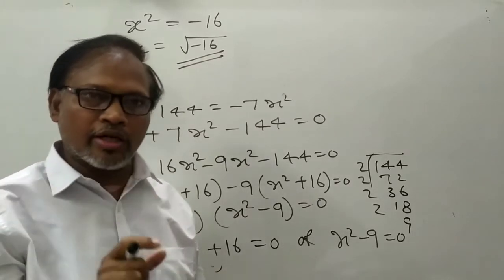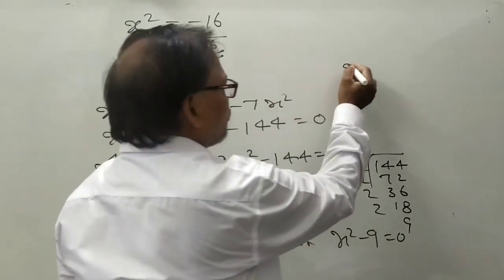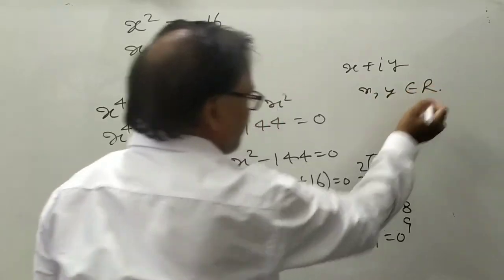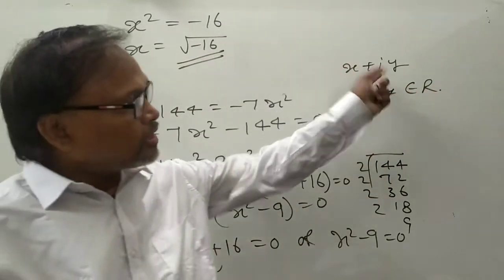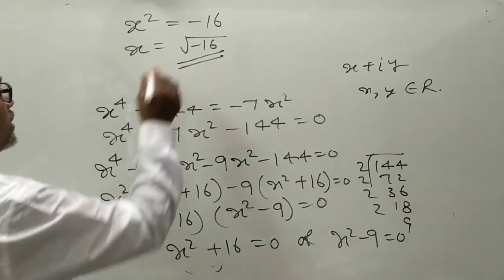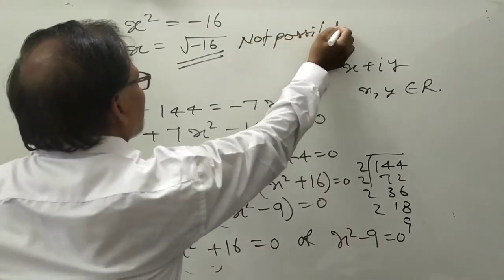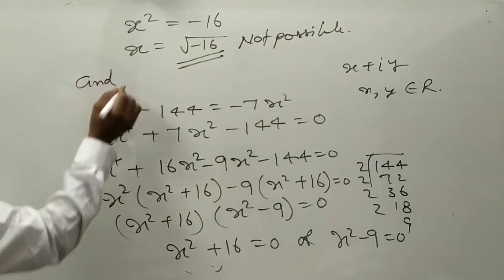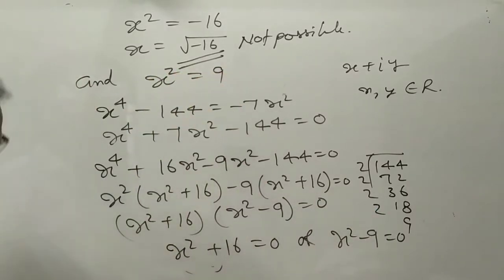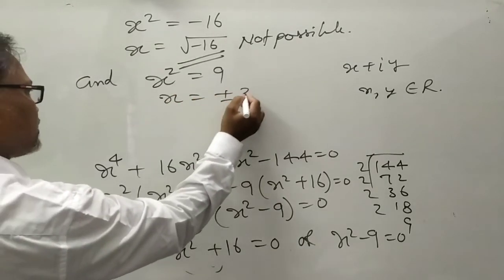Because x and y are the real numbers. X and y. किसी भी कॉम्प्लेक्स नंबर में जब हम ऐसे लिखते हैं तो x and y belongs to real number होता है. क्योंकि i जुड़ने के बाद this will change into the imaginary number. तो ये not possible. Now and x square minus 9 is equal to 0. So x square is equal to 9 and x is equal to plus minus 3.